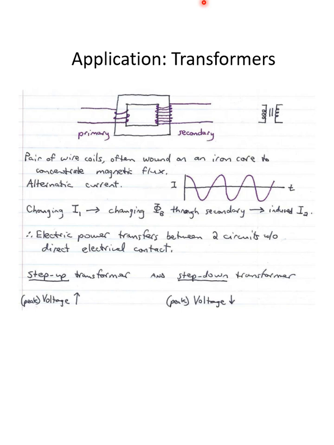In the primary coil, we have an alternating current. So this is a changing current that results in a changing magnetic flux through the secondary coil. And this induces an EMF in the secondary coil. The induced EMF then drives a current in any circuit that's connected across the secondary. So this device transfers electric power between two circuits without direct electrical contact.